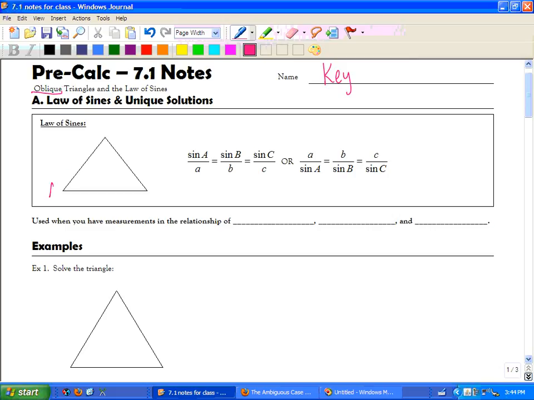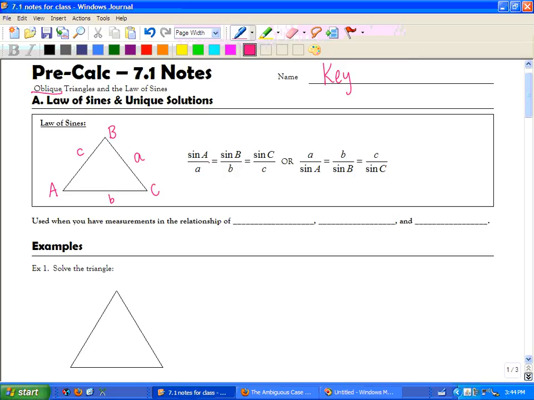So if you want to label your triangle A, B, and C, it doesn't really matter which vertex you label which. The key is the side is across from the angle. So this is little a, and then this will be little b, and then this side will be little c. So again, it doesn't matter which order you go in for your ABC vertices. It just matters how you line up the sides. So this will be your setup.